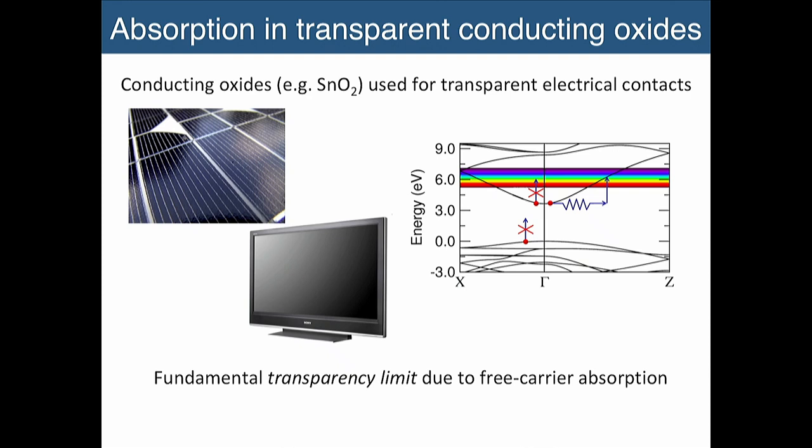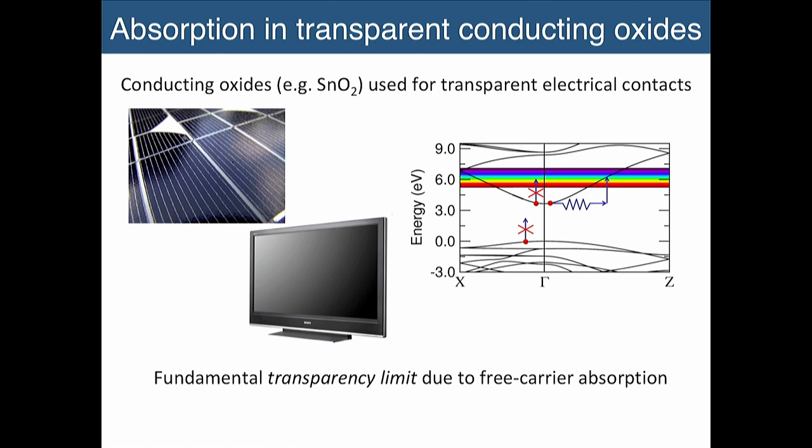So if you look at the band diagram, of course, it's impossible to absorb visible light across the band gap because the band gap is too wide. There's no states for the electrons to go to. And if you look at direct absorption of these doped carriers, again, most of the time there's no states to go to. But if you factor in phonons, then light absorption becomes possible. And that's important because it tells us the fundamental transparency limit of these materials. So it tells you how transparent can a transparent conducting oxide be.